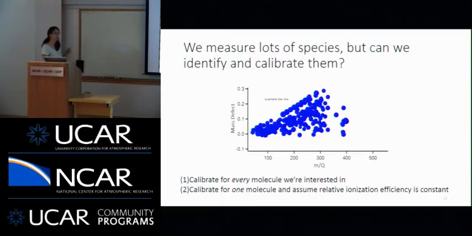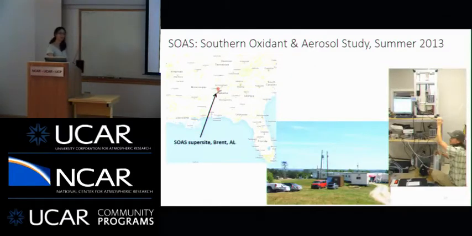We measure a large number of molecules. Can we identify and calibrate them? If I ask the question of can we identify and calibrate them all, the answer is definitely not. Can we identify and calibrate a few of them? Yes, but it isn't trivial. So at SOAS last summer, I think you are all familiar with this experiment. We were in Alabama. We were at the ground site with our chemical ionization mass spectrometer.